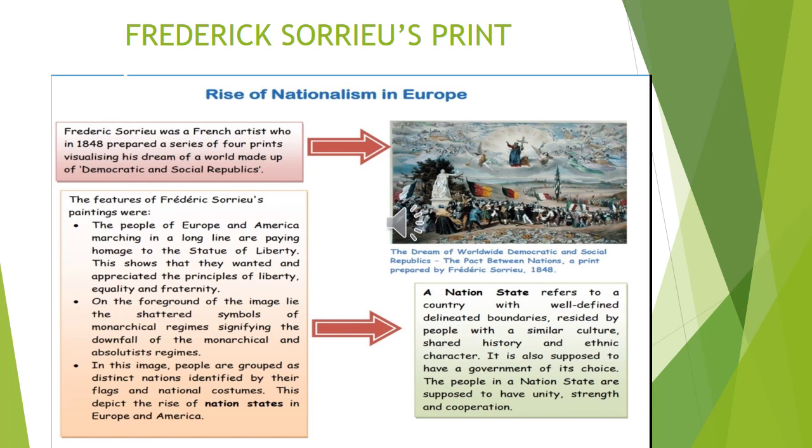Utopian here means that such visualization actually did not exist then, but he hopes that someday the different people of Europe would form their own distinct nations, and thus comes the idea of nation states. A nation state refers to a country with well-defined delineated boundaries resided by people with a similar culture, shared history, and ethnic character. It is also supposed to have a government of its choice. The people in a nation state are supposed to have unity, strength, and cooperation. So he visualizes that nation states would be formed in Europe.